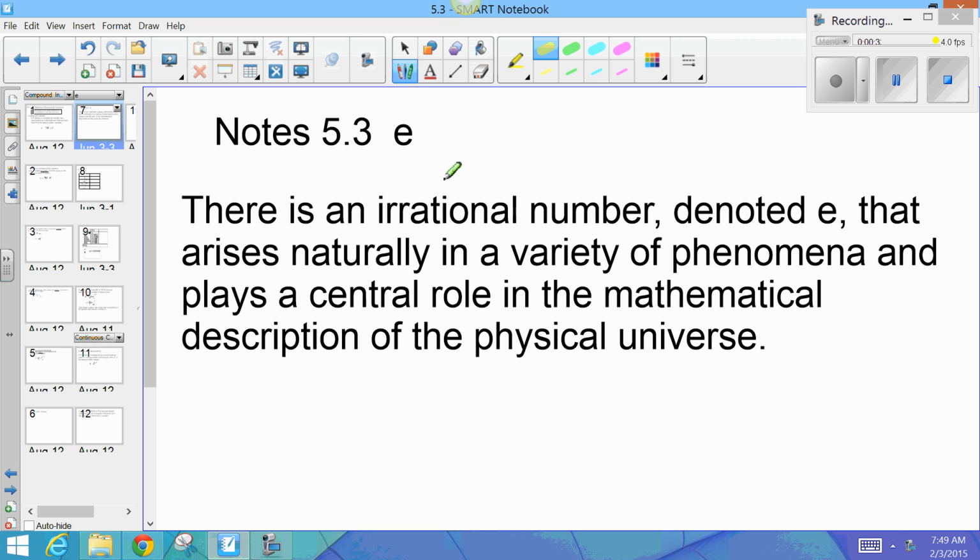There's an irrational number, we call it e. Irrational, just like pi is. It's a number that just happens a lot in lots of different types of math problems, just like pi does. It arises naturally in a variety of phenomena and plays a central role in the mathematical description of the physical universe.